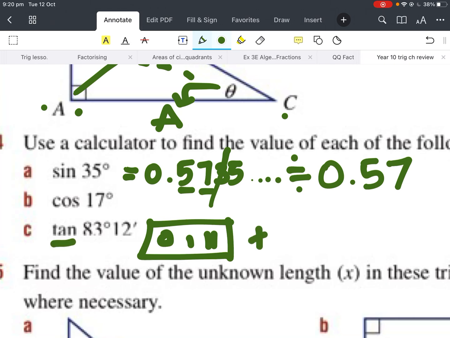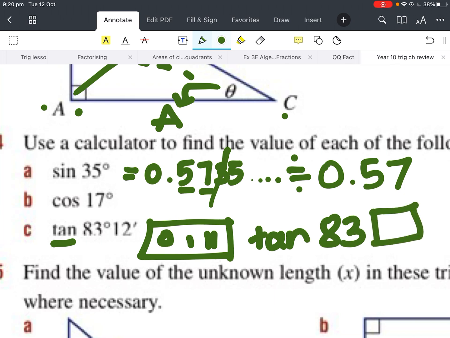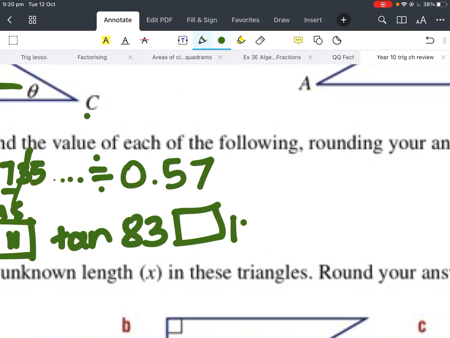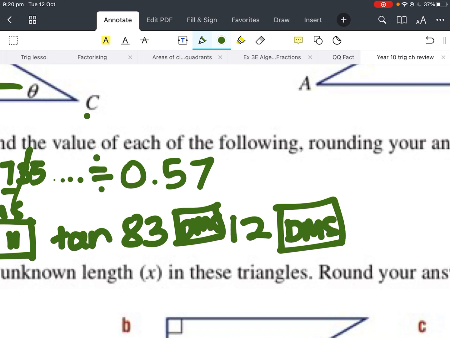Press 10, then you press 83, and then you press the DMS or the degrees, minutes, seconds button. Then you press 12, and then you press that DMS key again. The symbol for degrees is a small circle, the symbol for minutes is just 1 apostrophe, and the symbol for seconds is 2 apostrophes next to each other. So 10, 83, degrees, minutes, seconds button, 12, degrees, minutes, seconds button. My calculator opened the brackets, so I'm just going to close them.